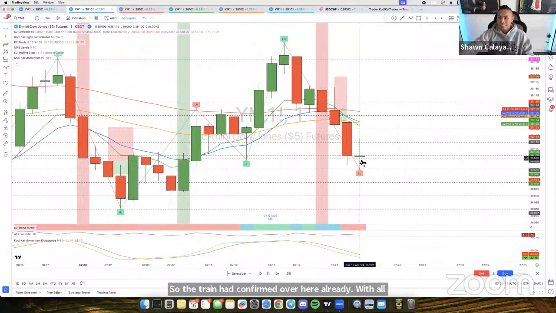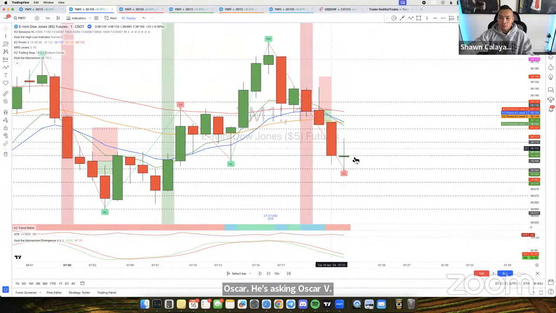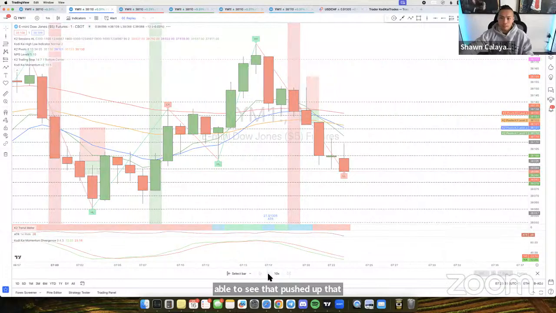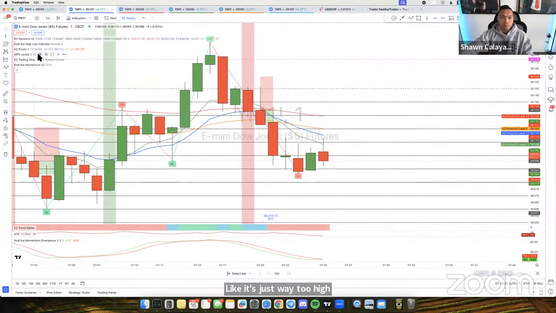Sadie said Oscar, he's asking Oscar if he saw it. Yeah, it was right at the line. So I think it's way too small, Nick. I don't think we'd even be able to identify that, right? Because it's so small that we wouldn't be able to see that it pushed up that much. It's just way too tiny. But yeah, that was another NPS right there.